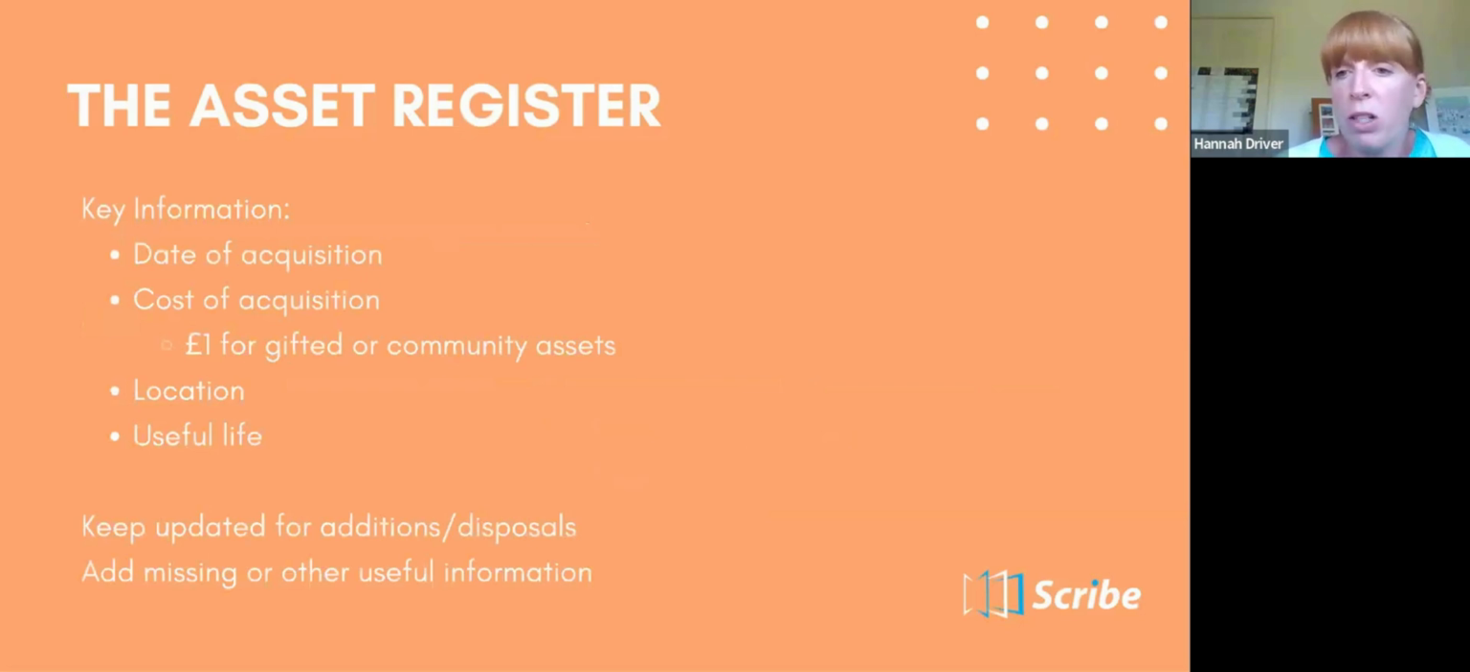So the key information that you're going to be recording in your asset register at the very least is the date of acquisition. When did you buy it? When did you acquire it? Obviously, you might not know the specific date because if it's really, really old, you've had it a long time. You've got the cost of acquisition. How much did it actually cost you to purchase it? If it was gifted to you or it's a community asset, you just record a proxy £1.